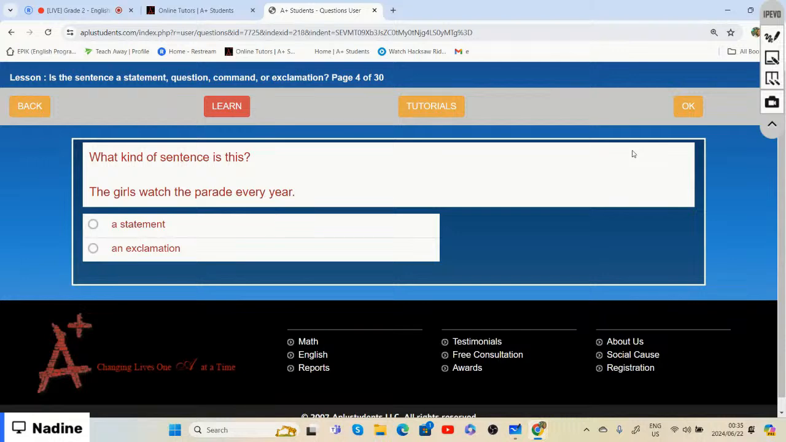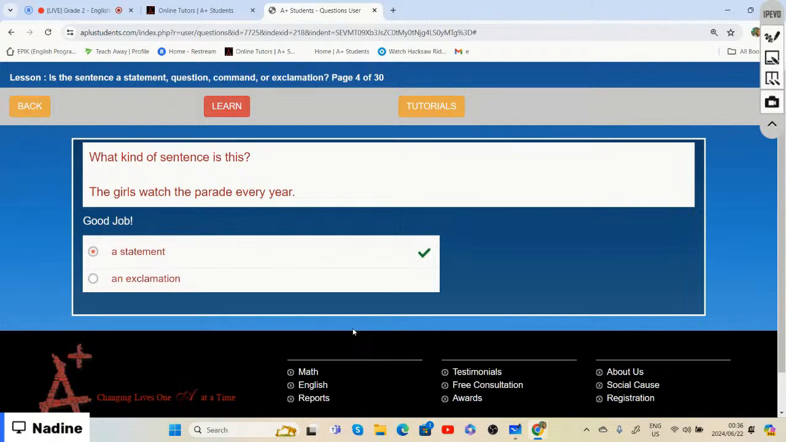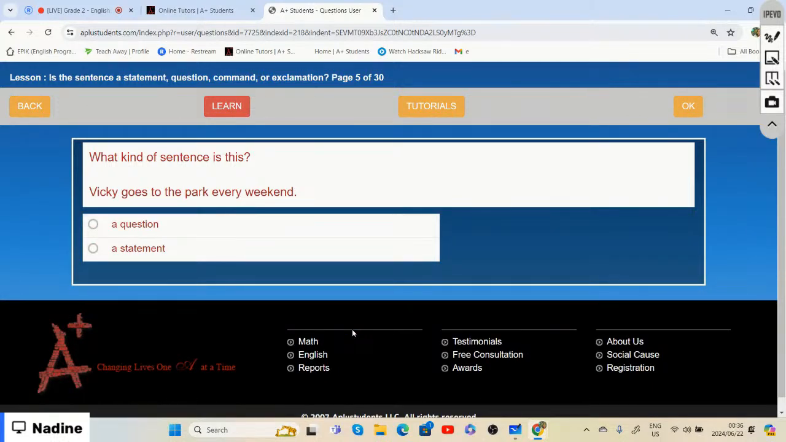All right, so this is the girl watching the parade every year, and we can say that is a statement. It's basically just telling us that this girl sits and watches the parade every year, period. And we said it is a statement, right? Yes, well done. Option one is correct.